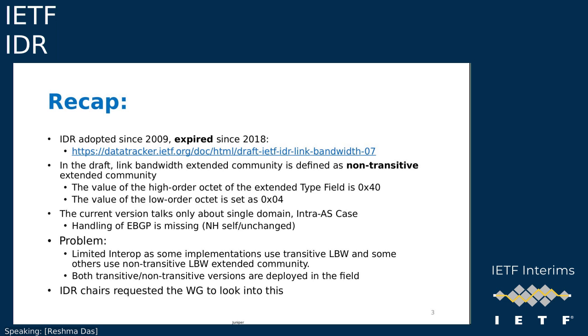So the current draft fails to talk about intra-AS scenarios. It doesn't talk about next-hop-self unchanged. So a lot of scenarios are not documented well in the draft. So what is the problem?